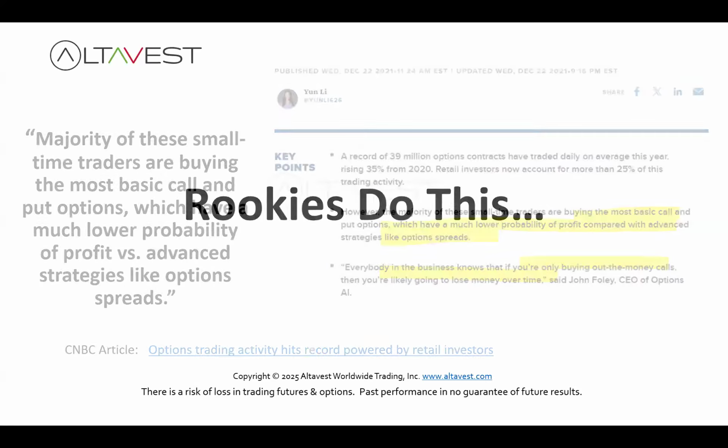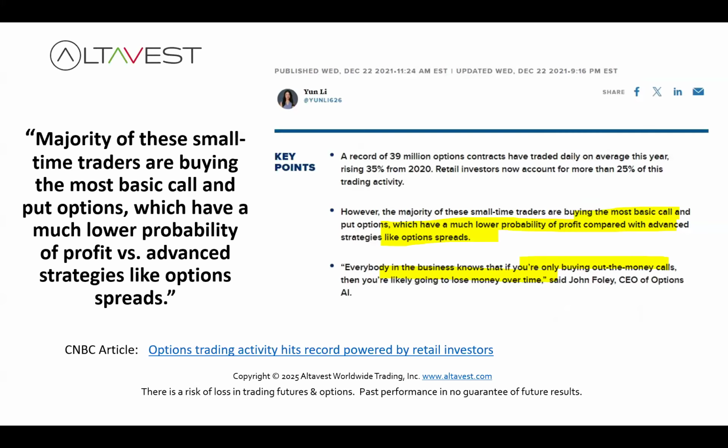But rookies, this is the thing that rookies will often do. The majority of small-time traders are buying the most basic call and put options, and they have a much lower probability of profit versus advanced strategies like option spreads. And there's another quote here: if you're only buying out-of-the-money calls, you're likely going to lose money over time. That's from John Foley, CEO of Options AI.